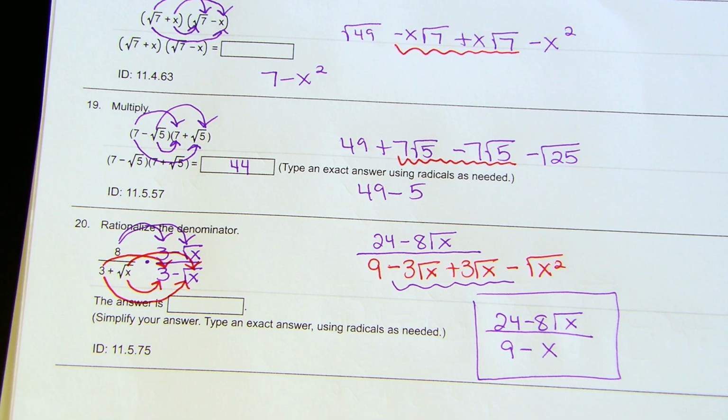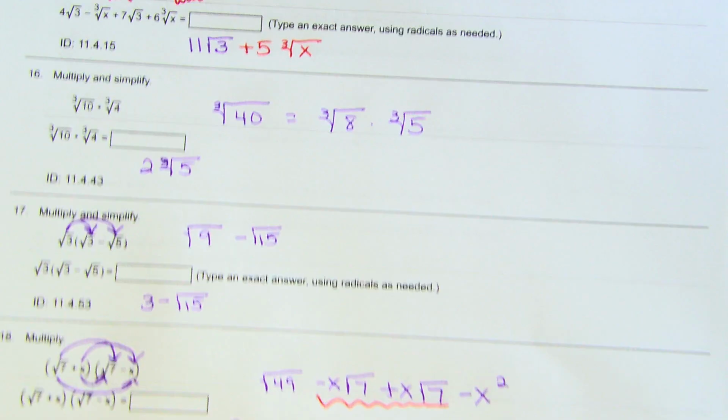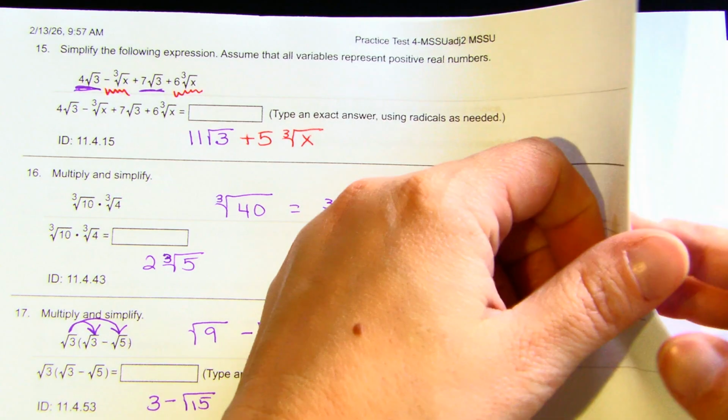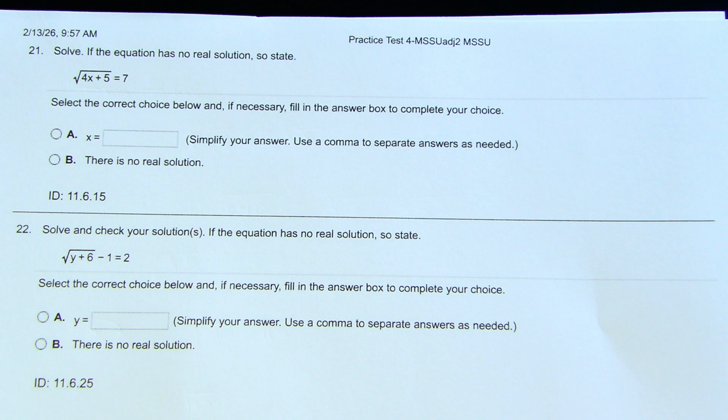All right, let's flip over. Solve. If the equation has no real solution, state so. So the goal here is to get the radical by itself, and that's how we're going to do this. Now I'm going to do it on a separate sheet of paper because obviously there's just not a lot of space over here, and that way I can show you all the steps.